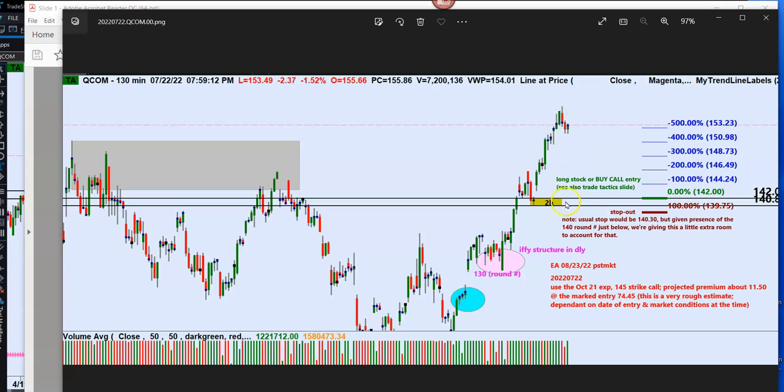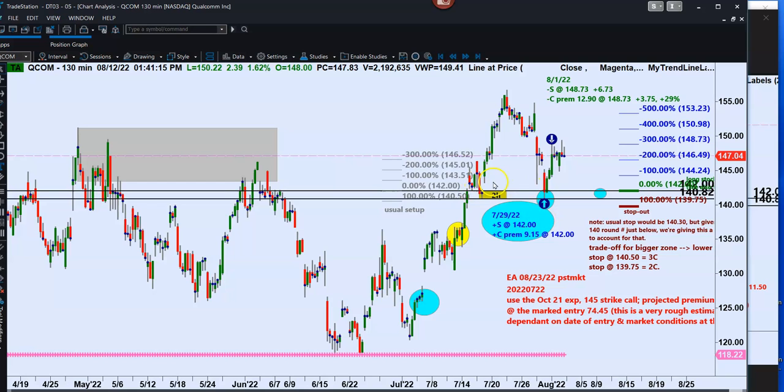So we're waiting for the pullback in order to go long. Now if we flash forward to the live chart, there was our setup.